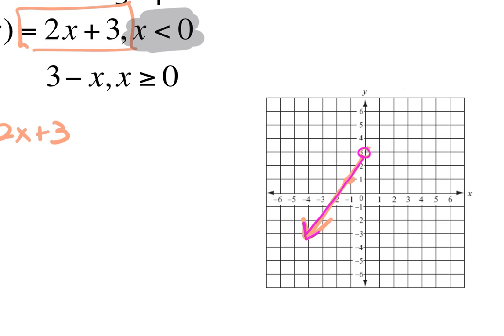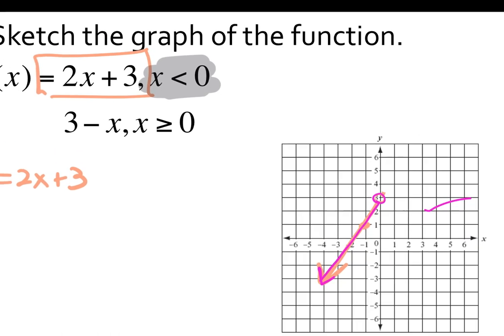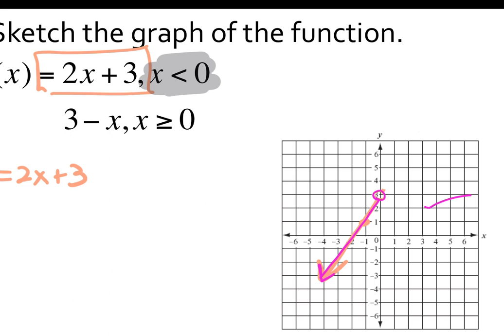Wait, isn't x equal to 0 too? No, that's the bottom one. So the top one, you mean what we just graphed would be equal to 0, or you mean the equation is equal to 0? Like the thing, like. So because it says less than 0, not equal to 0, we give it the open dot.